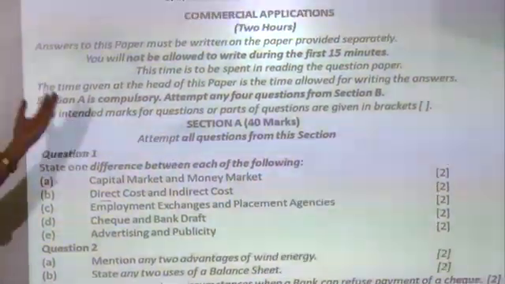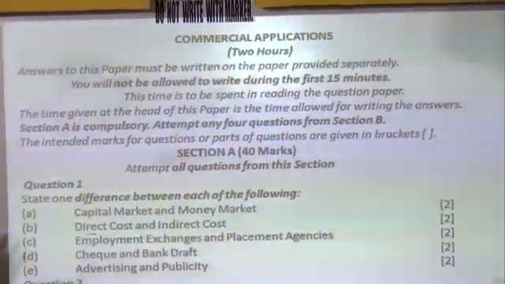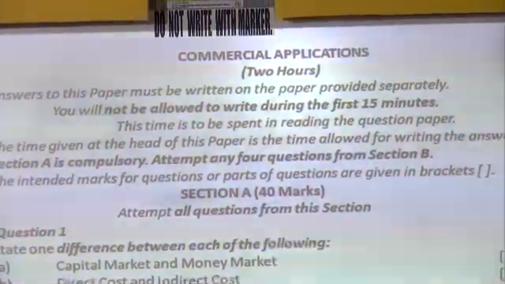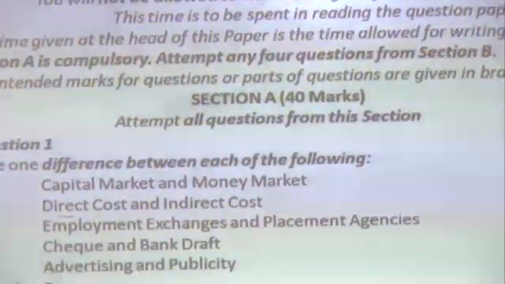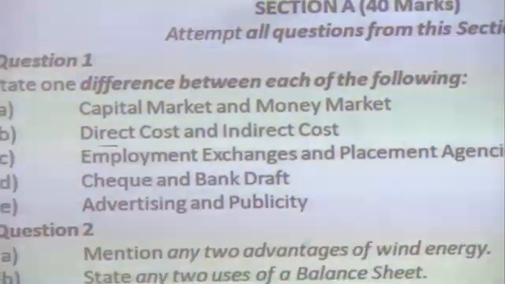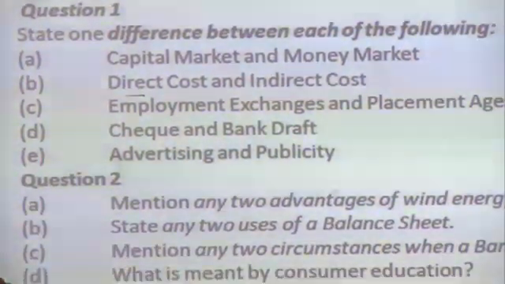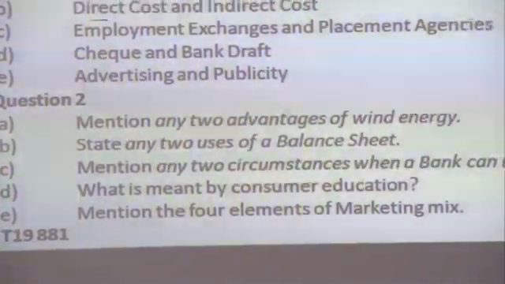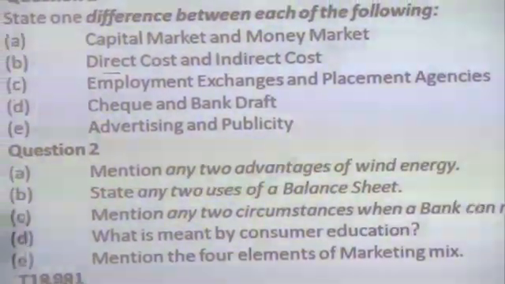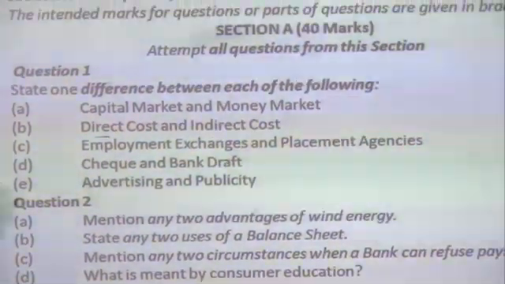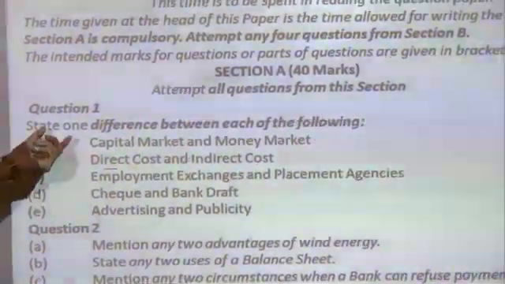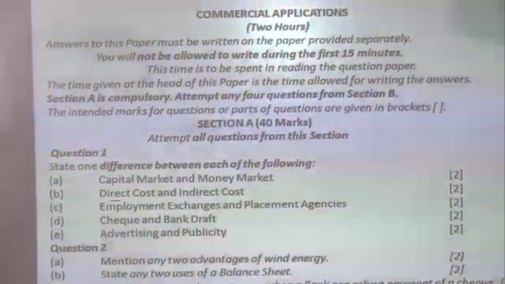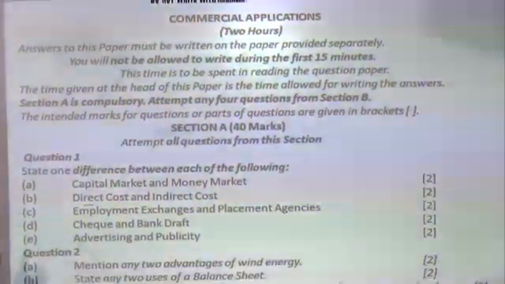Now I'm going on to the paper, what your paper looks like. In section A, say you have question 1. This question 1 is subdivided into 5 sections. Question 2 will also be divided into 5 subsections, or 5 sub-numbers, not sections, sub-numbers, right? And this is compulsory. You have to answer all these questions here. Number 1, state one difference between each of the following. This is a question based on giving differences.